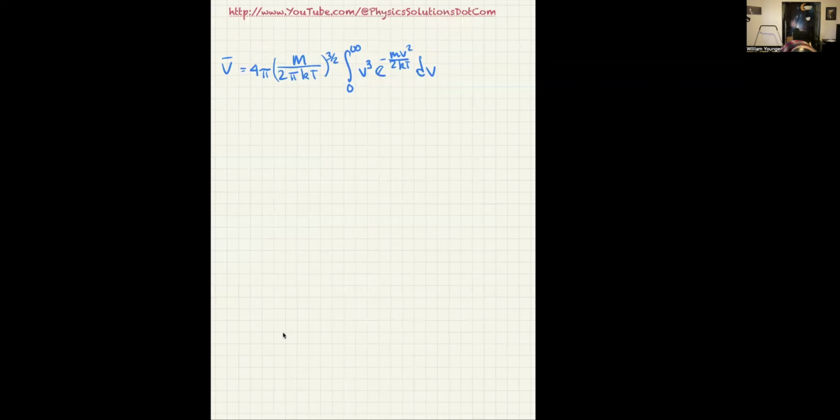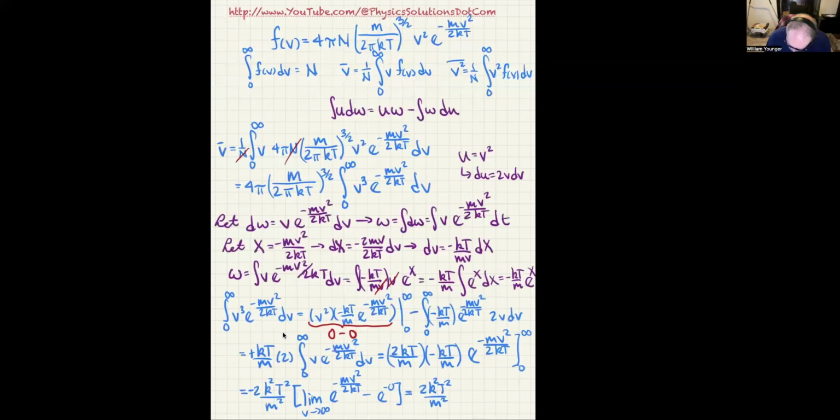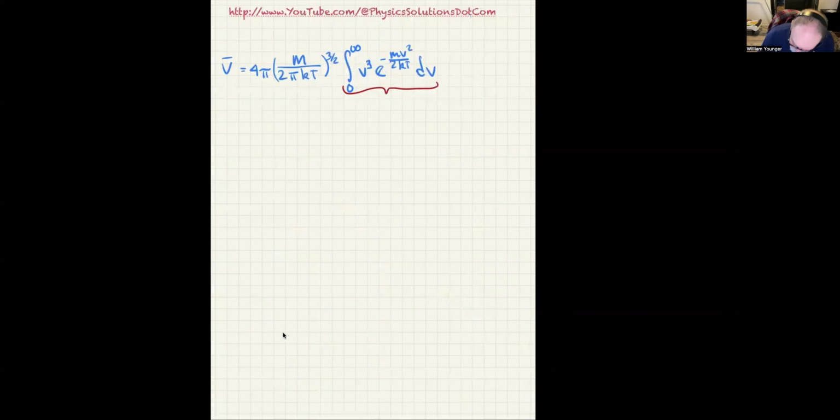And this is V bar. We just figured out what the result of this integral is. This result of this integral, as we can see, turned out to be 2k squared t squared over m. So I'm going to say this becomes 2k squared t squared over m squared, like that. So now all I have to do is combine like terms and reduce exponents and stuff of that sort.